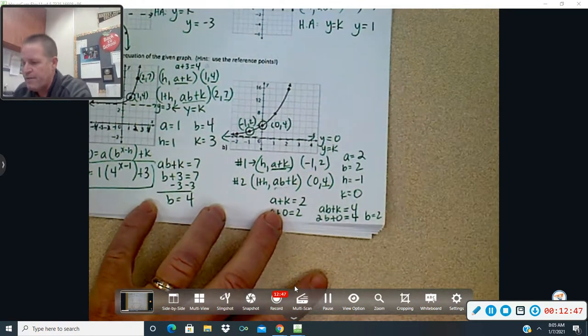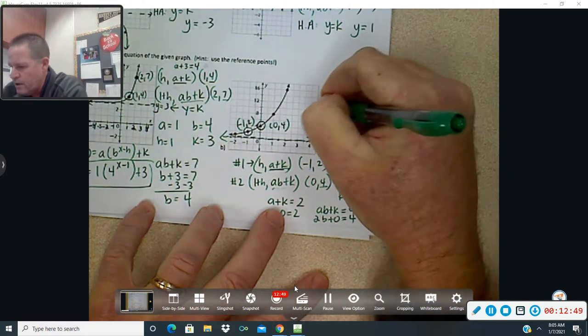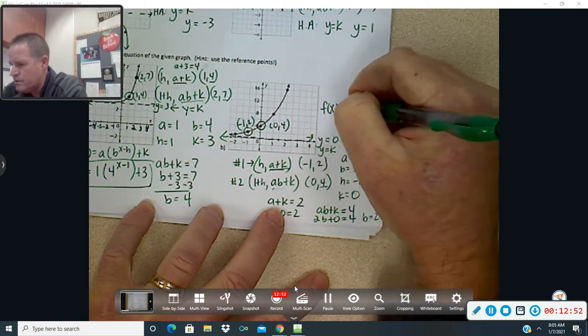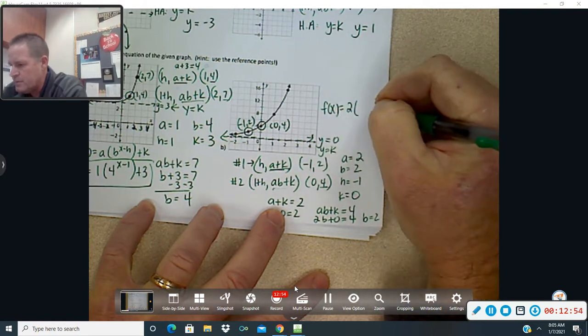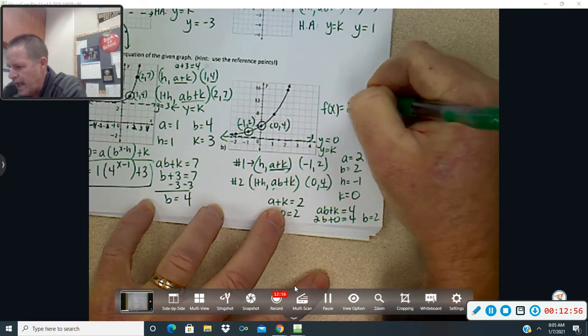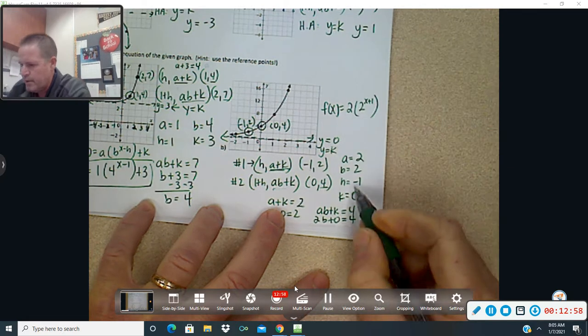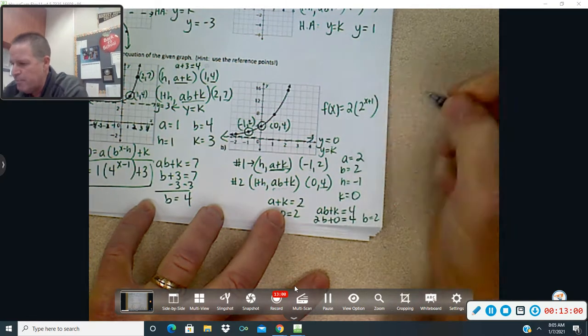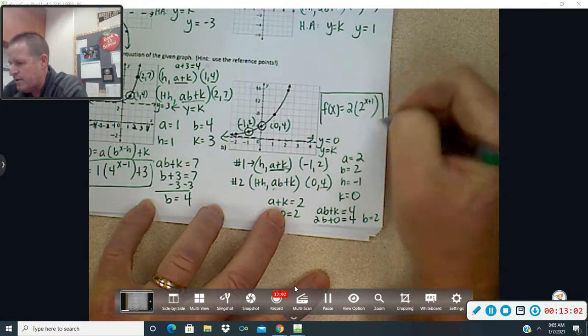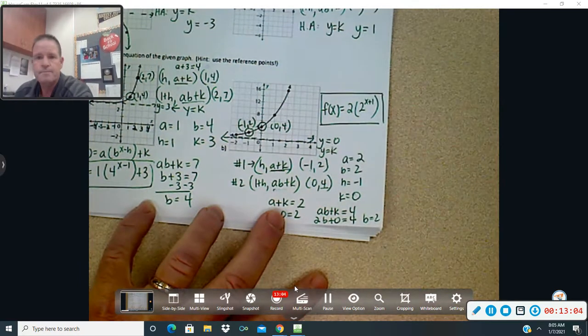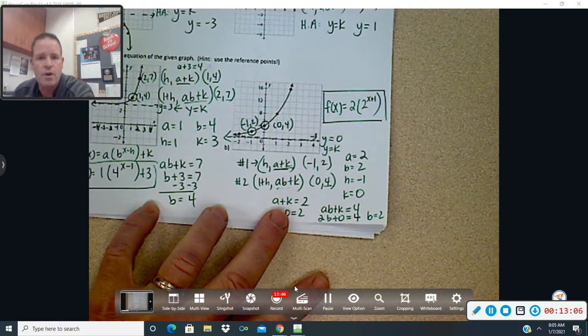And so now you have the information you need for your equation. It's going to be f of x equals 2 times 2 to the x plus 1. Remember, use opposite on h. And then plus 0. You don't need to write that. And you've got it. Okay, so there is your review on your growth.